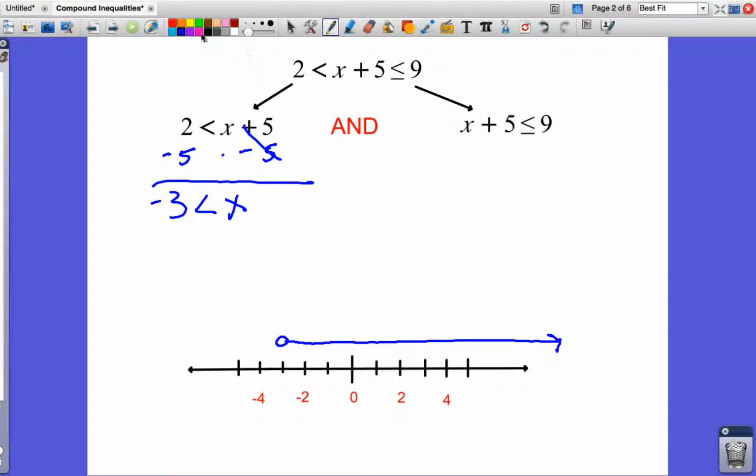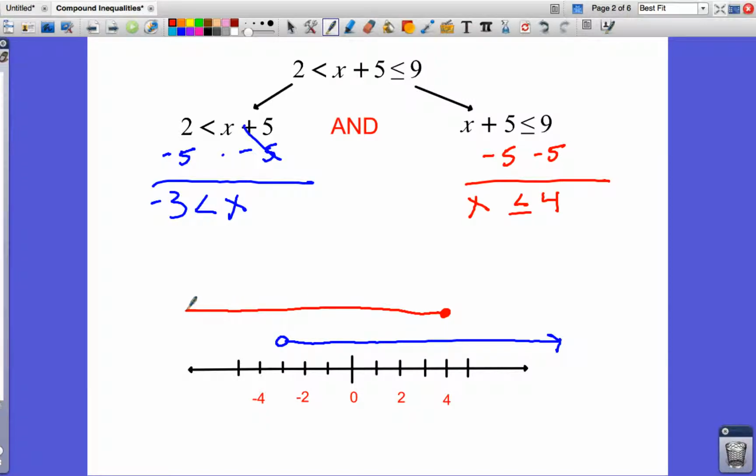Okay, so now let's do this in a different color. Let's do this one in red. I have x plus 5 is less than or equal to 9. Again, I just need to solve this for x. So I need to do the same steps by subtracting 5 on both sides. I'm left with x is less than or equal to 4. Now let's go ahead and graph that solution. I have 4, less than or equal to, so I have a closed circle, and if it's smaller, it's shaded to the left.